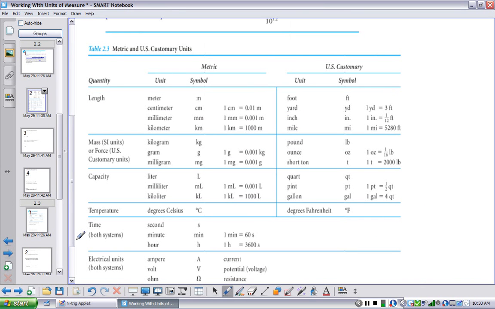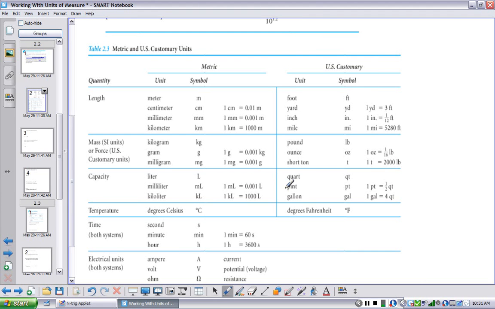So for length, we use meter, centimeter, millimeter, kilometer. I suggest that when you take your test for chapter 2, that you actually print this page out. This is in your text. But you can print this out and have it as a reference when you are taking your test. We have meter, centimeter, millimeter, kilometer. That's metric. In the U.S., foot, yard, inch, mile.